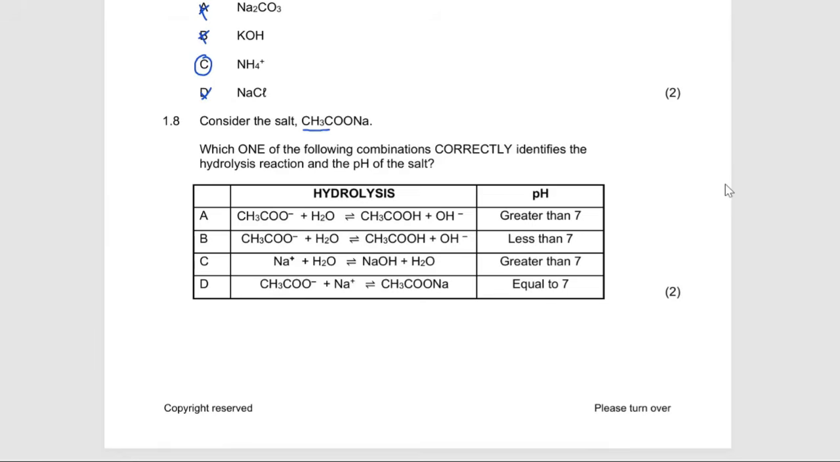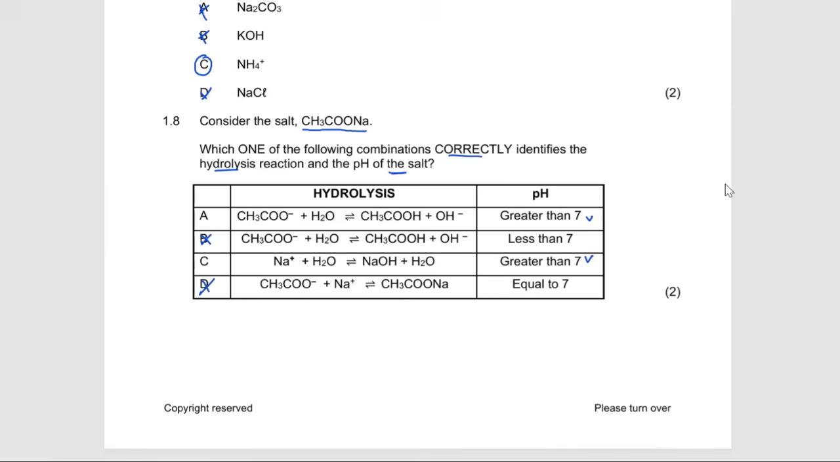They were given the salt CH3COONa. Then it says which one of the following combinations correctly identifies the hydrolysis reaction and the pH of the salt, right? So in terms of our pH, we should know that the pH of this salt is going to be greater than 7, right? So we're going to have our option A as well as option C there. So B and D are incorrect.